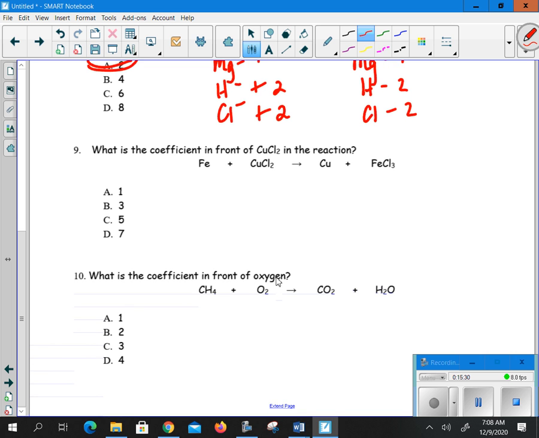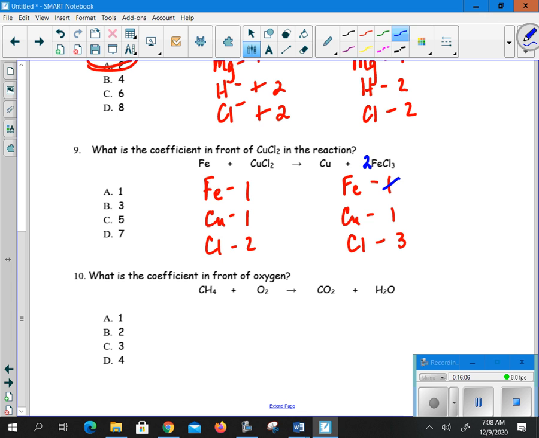Then I have this compound, and so if I have Fe, Cu, and Cl, this is a single replacement reaction, and iron is higher than copper on the activity series, so it can occur. There's 1 iron, 1 copper, and 2 chlorines. 1 iron, 1 copper, and 3 chlorines. So I have to look for a common multiple between 2 and 3, which is 6. So I'm going to put a 2 here and then recount. That's 2 irons, and that's 6 chlorines.